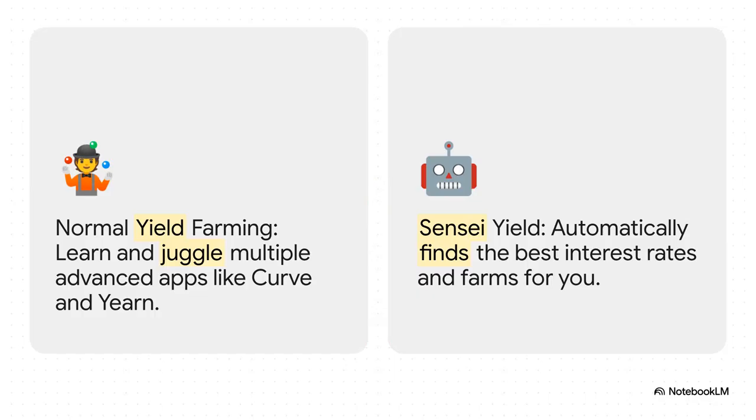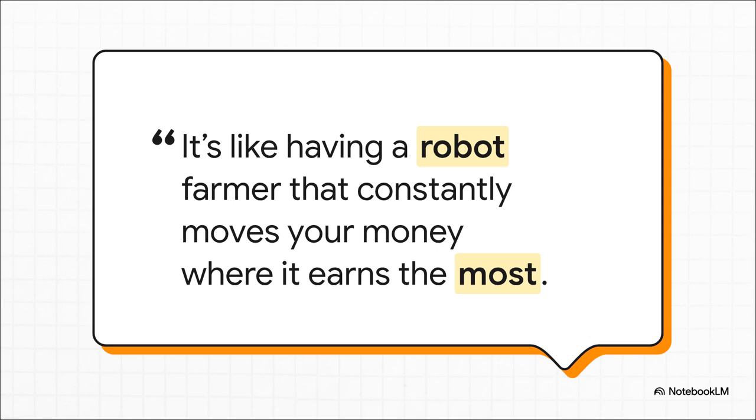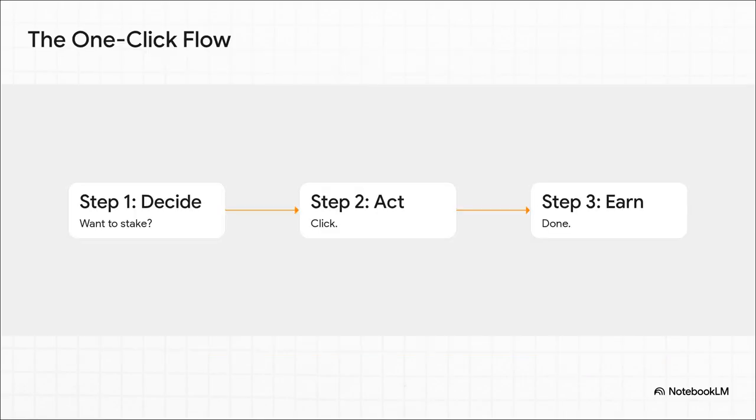Now let's talk about the final boss of DeFi for a lot of people, yield farming. I mean, this usually involves juggling sophisticated platforms like Curve or Yearn, and it can get really complex really fast. The Sensei yield feature is designed to just automate the whole thing. It's always looking for the best rates and putting your money there for you. I love this analogy. It's basically like you have this little robot farmer working for you 24/7, always checking the fields and moving your crops, your money, to wherever they'll grow the best. It's a powerful idea. So the entire flow just gets flattened down to almost nothing. You want to stake? You click a button. You're done. Want to lend? Click. Done. The goal is to make every single core DeFi activity that simple and that immediate.